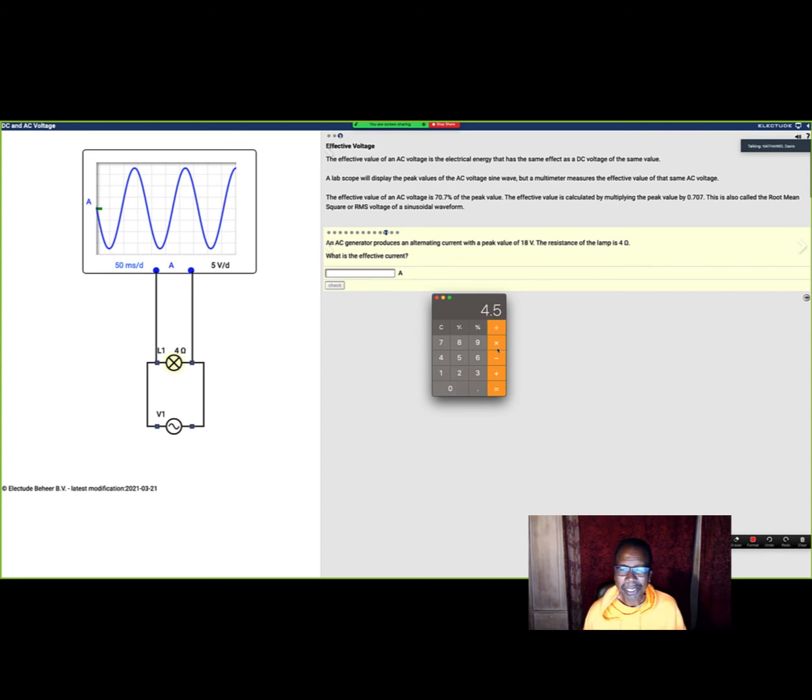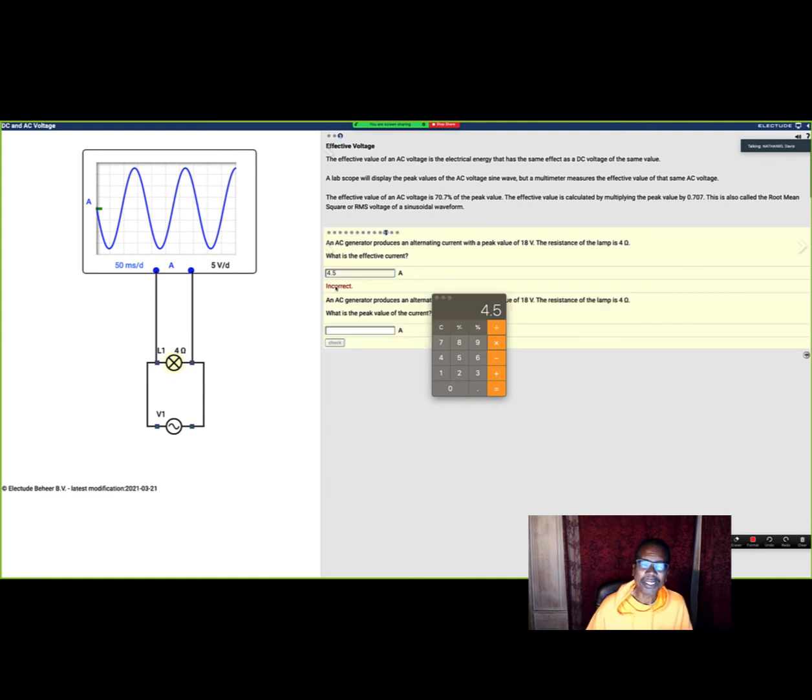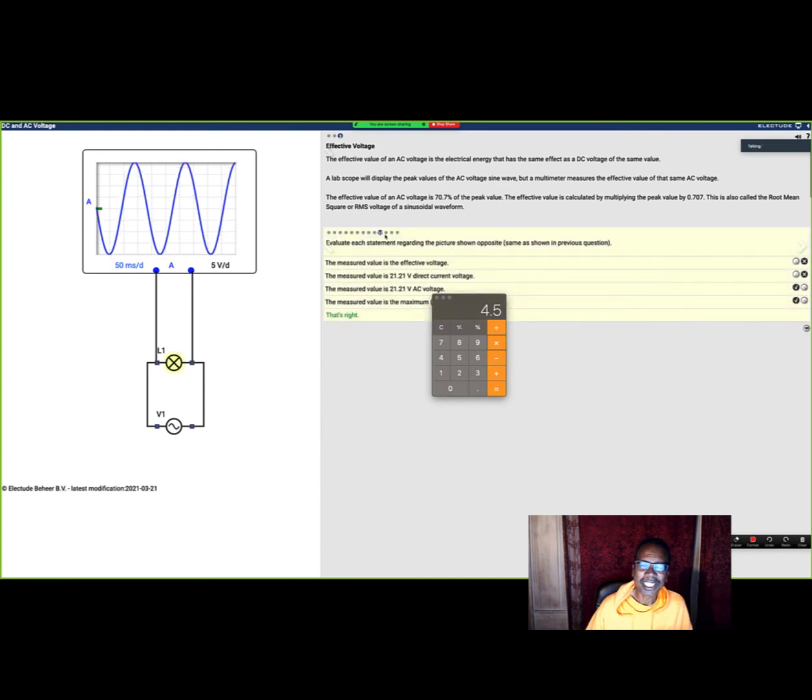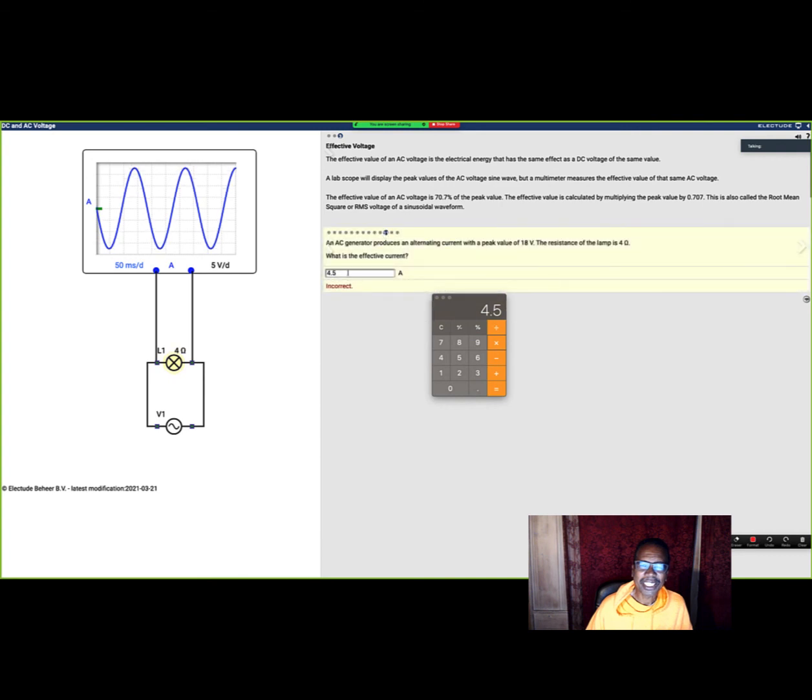All right, let's multiply it. If you just put this, it would be wrong, like you just said. So now, if you do this, times it by 0.707, because it wants the effective value, equals 3.18, and that is the correct answer.